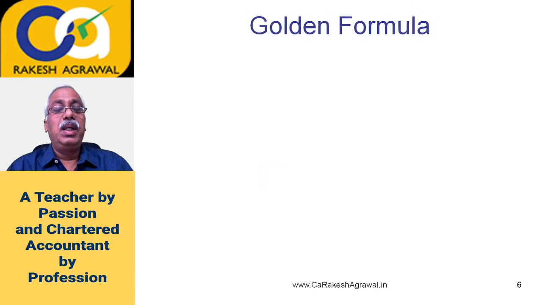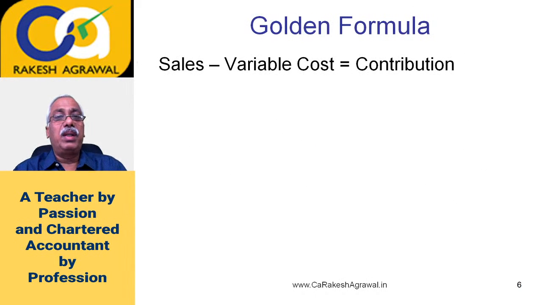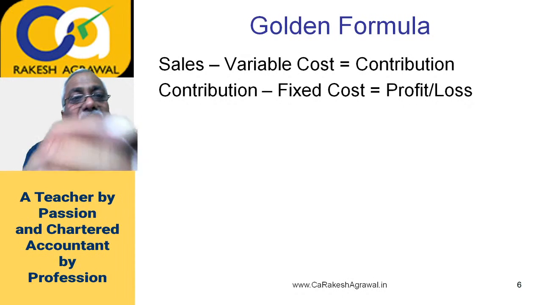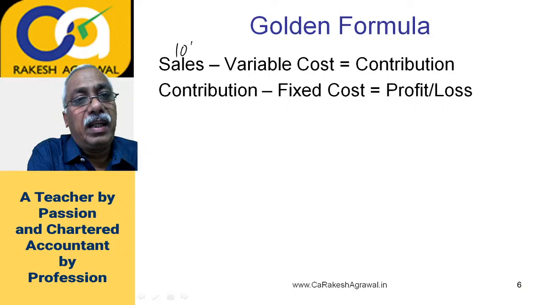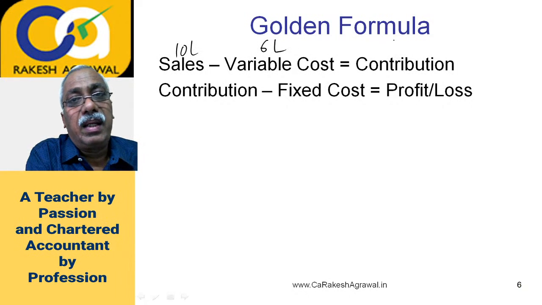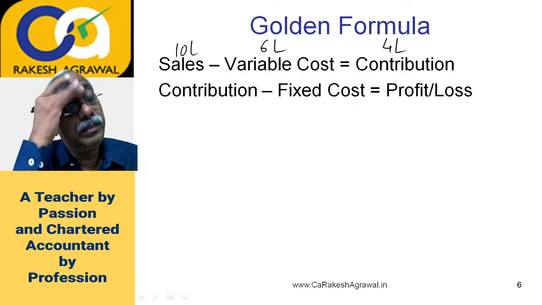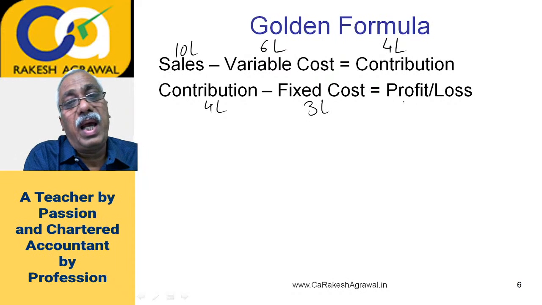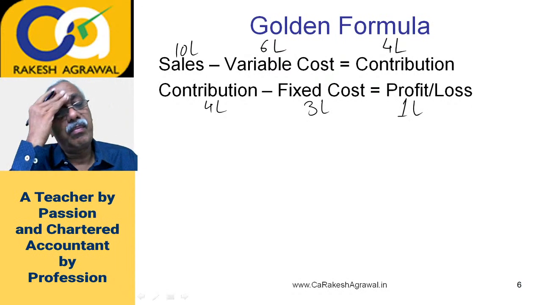Now we'll discuss the important formulas. The golden formula of marginal costing, all of you are aware, is sales minus variable cost is equal to contribution. From sales, if you deduct the variable cost, you get contribution. And from contribution, if you deduct fixed cost, you will either get profit or loss. For example, if my sales is 10 lakh, variable cost is 6 lakh, my contribution will be 4 lakh. From 4 lakh, if I deduct my fixed cost, suppose fixed cost is 3 lakh, the profit will be 1 lakh.